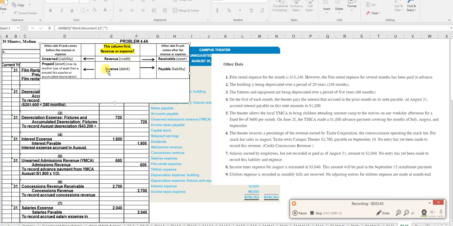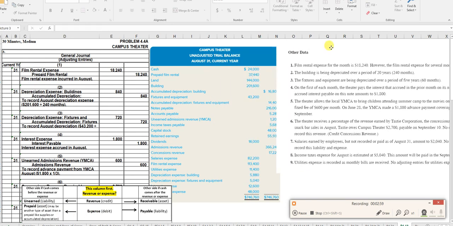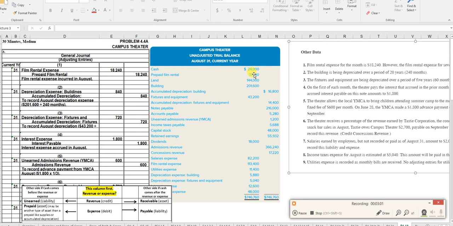And then I need to ask myself, was the expense already paid for, or have I not yet paid it? And it says film rental expense for several months had been paid in advance. Okay, and so I know that I'm going to debit the expense and credit the prepaid. So I want to look at this thing here, and I can see I have prepaid film rental of $37,440. It's a debit, so these are debit columns. This is the credit column. And I always want to expense the portion that's used up. So this says I've got $18,240 used up. So again, it's an expense, so I debit my expense. I've already paid for it, so I credit prepaid.